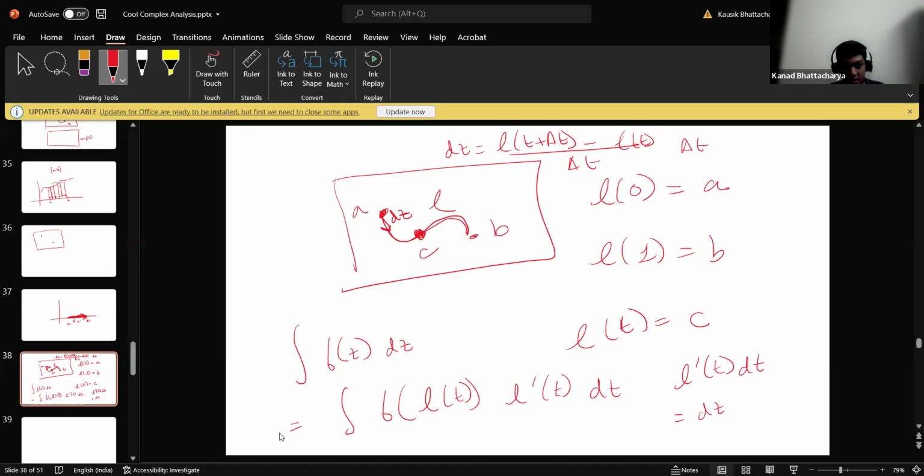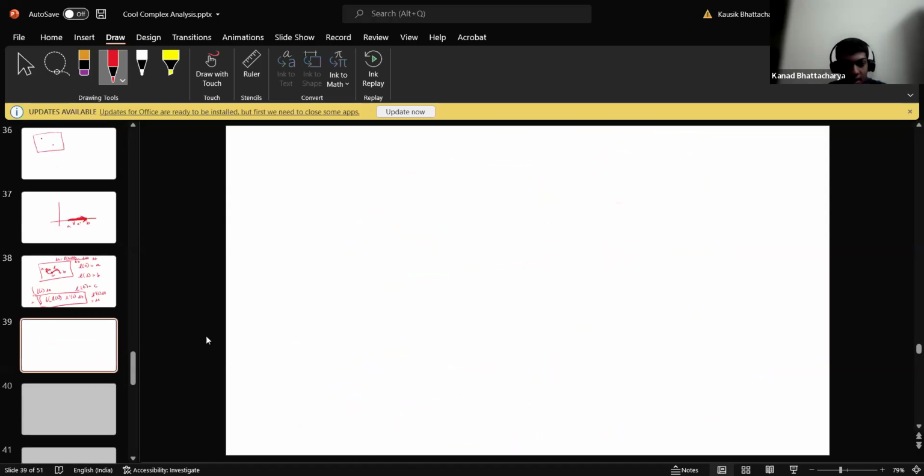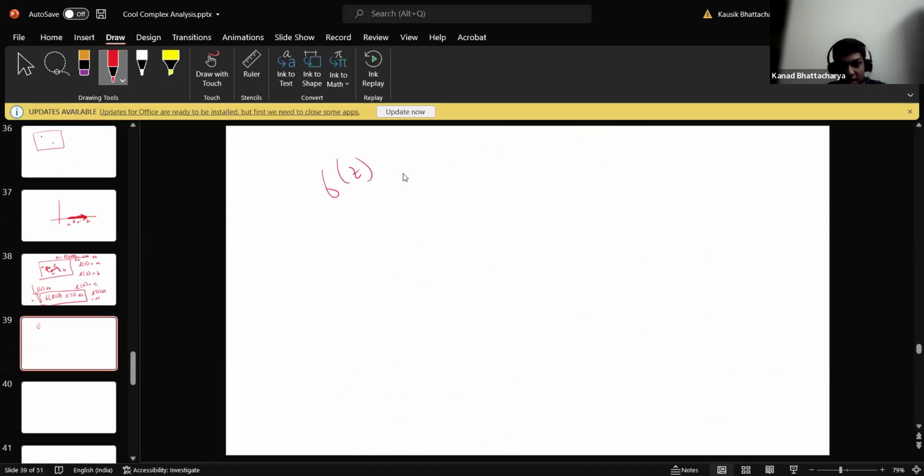So we're going to define the integral of f of z dz over a path L as this integral. Why this is so helpful is that when we say f of z dz over the path L as this, why is it getting tilted all of a sudden?